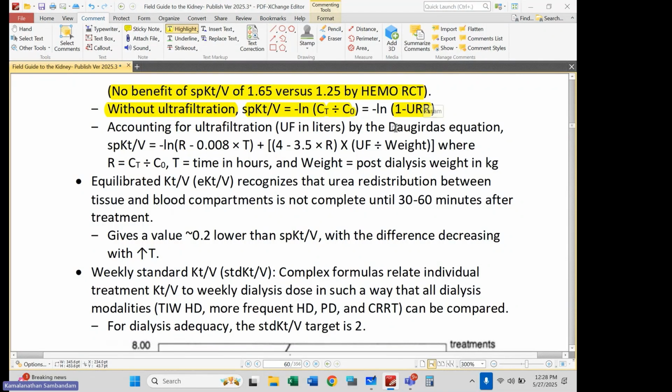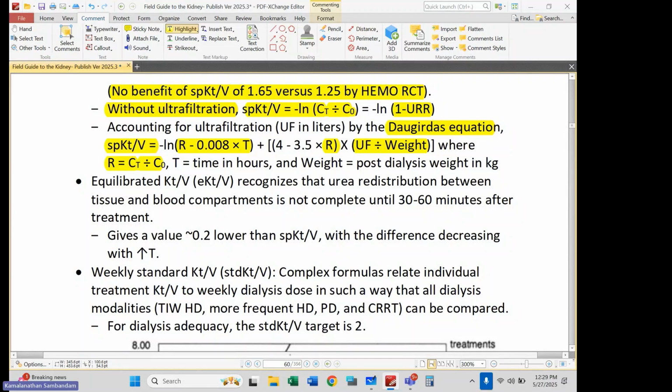Now, if you want to account for those things, you can with a more complex term. You can see that this part of the Daugirdas equation, named for Daugirdas, who derived this formula, ultrafiltration is captured by this term. The urea generation rate is captured by this term. And this R is still relating to the urea reduction ratio.